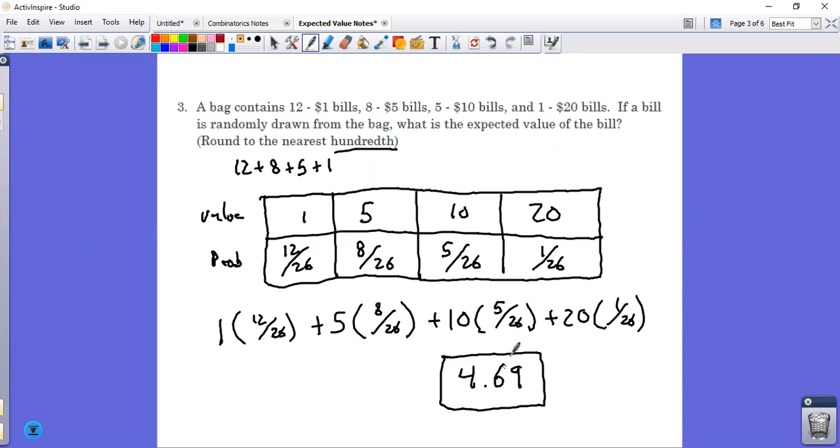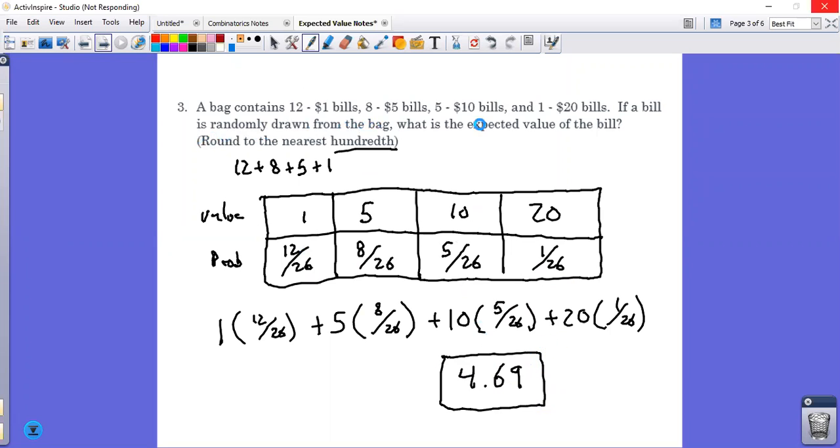So, expected value. Now, if I put a price on this game and I said it cost you $5 to play this game, well, this isn't a great game. You're going to end up losing money in the long run, right? Because you're going to pay $5 and end up getting $4.69 every time. But if I told you it costs $4 to play this game, well, then yeah, this would be a good game to play because you're making money. This is a better expected value than what it cost. So that's how expected value helps us with games and probability and stuff like that.